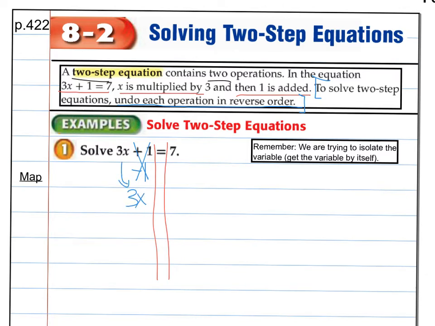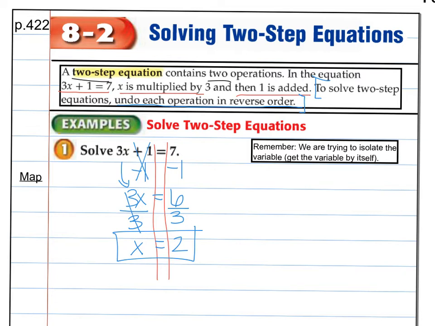Whatever you do to one side, though, you have to do to the other side. So 7 minus 1 is 6. Then x was multiplied by 3 to get to 6. So we undo multiplication with division. 3 divided by 3 is 1, so we have 1x. Whatever I do to one side, I have to do to the other. So 6 divided by 3 is 2. So I get x equals 2.